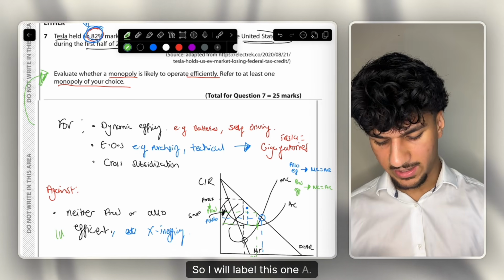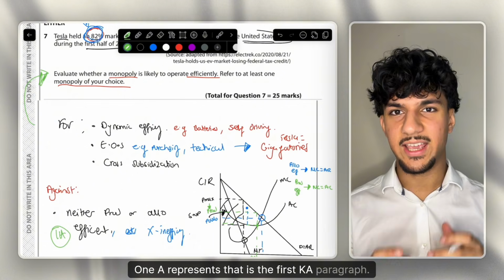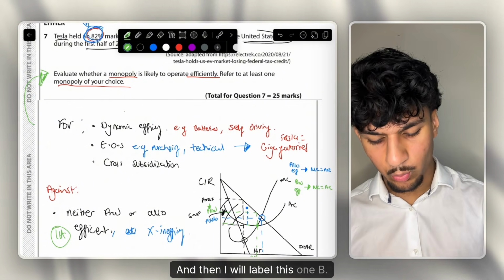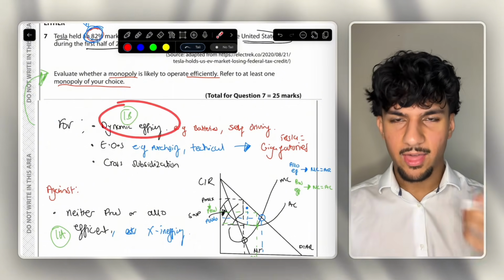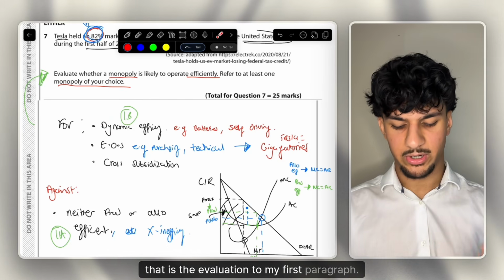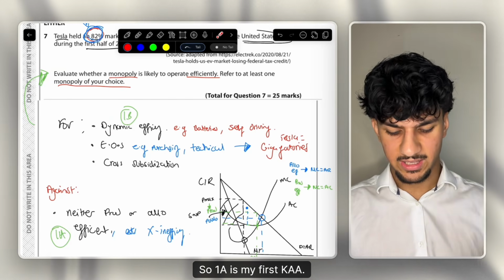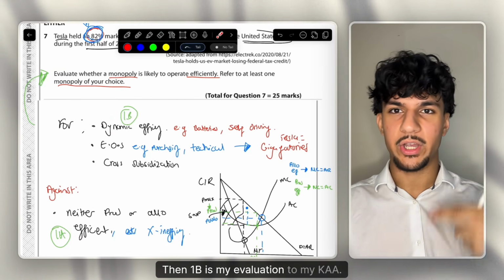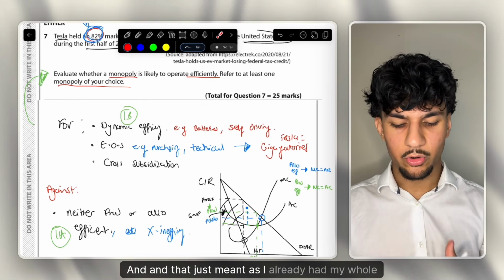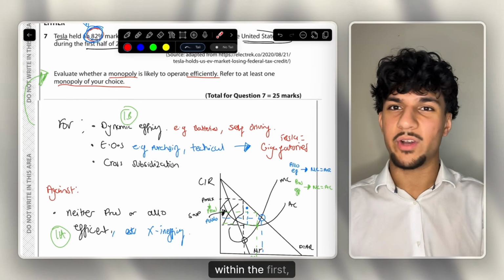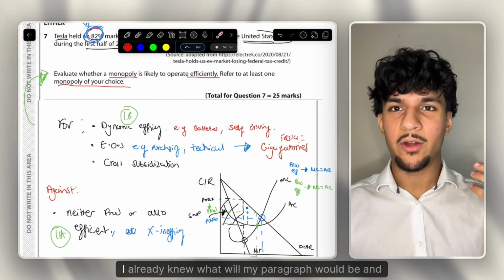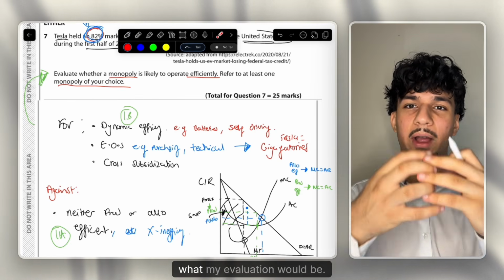So I would label this 1A. 1A represents the first KAA paragraph, and then I would label this 1B, and the 1B would represent the evaluation to my first paragraph. So 1A is my first KAA, then 1B is my evaluation to my KAA. And that just meant, as I already had my whole plan done within the first 3-4 minutes of my exam, I already knew what my paragraph would be and what my evaluation would be.